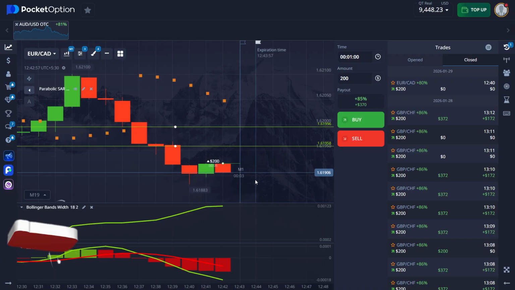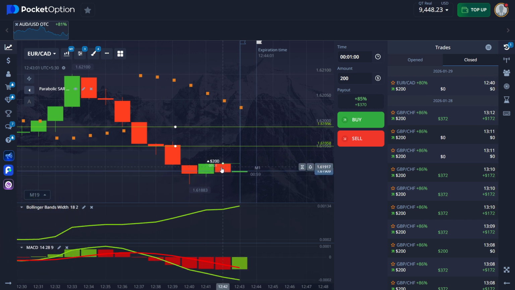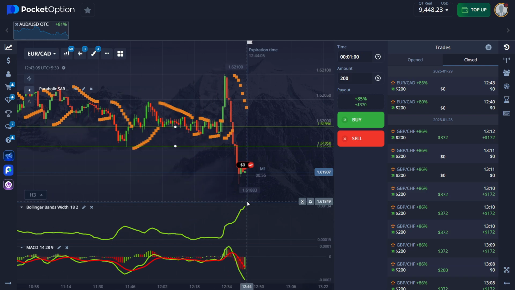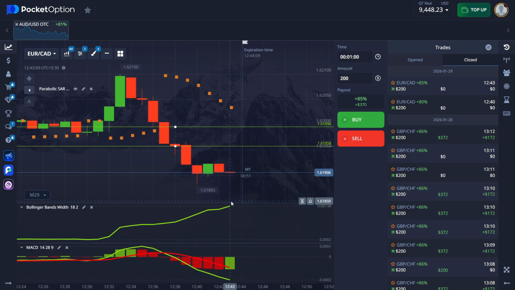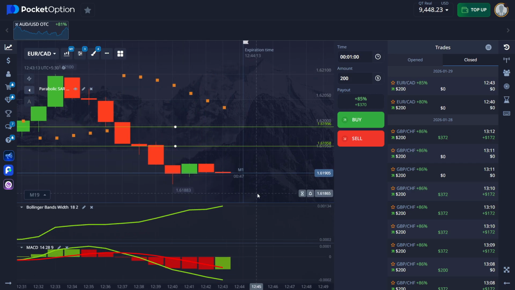All right. I am going to lose this trade too. The first loss is $200 and the second loss is also $200. I am $400 down, but no worries at all. I am much more confident about my strategies, and I am surely going to win this trade.